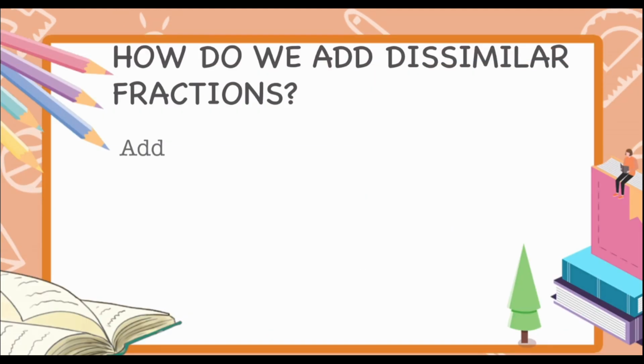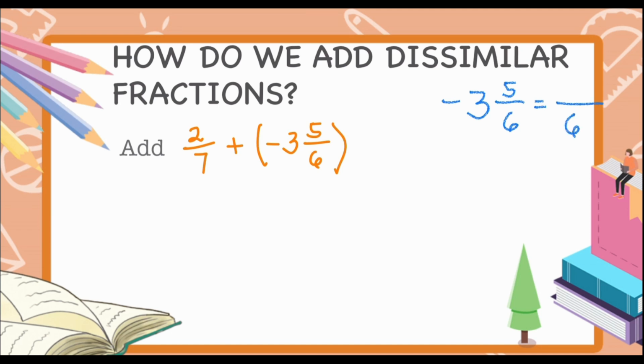Next, another example. Let us add 2 over 7 plus negative 3 and 5 over 6. So, here we have a mixed fraction again. What will we do? Let us convert it first to an improper fraction. We will solve that on the side. So, we have negative 3 and 5 over 6. First, copy the denominator. And then, multiply the denominator to the whole number. So, 6 times 3, we will have 18. And then, add it to the numerator. 18 plus 5, we will get 23. And since we have a negative here, you will also write negative on the numerator. So, negative 3 and 5 over 6 is also equal to negative 23 over 6. That is what we are going to write in our problem.